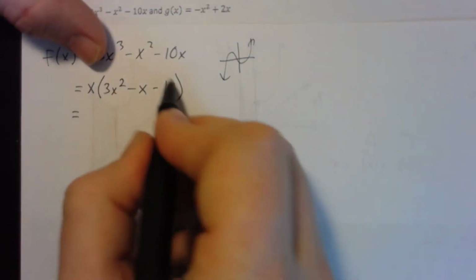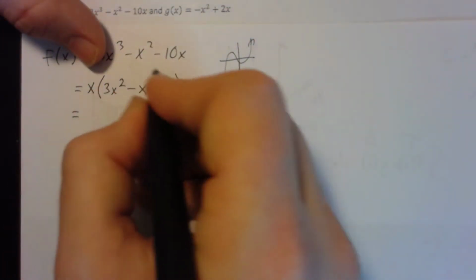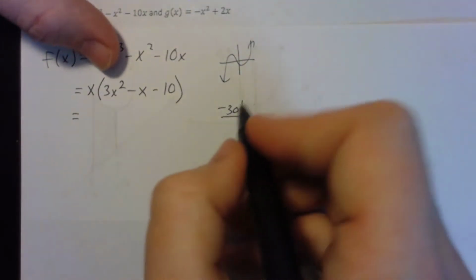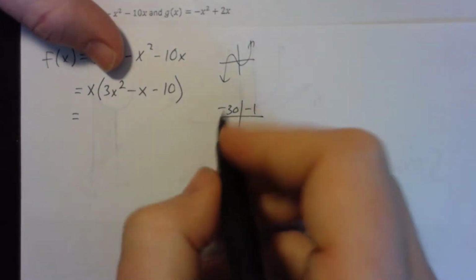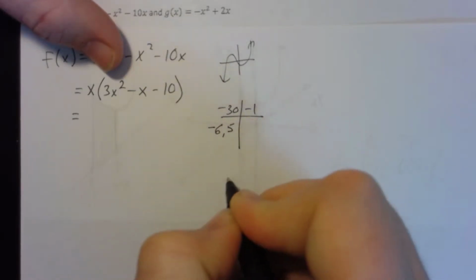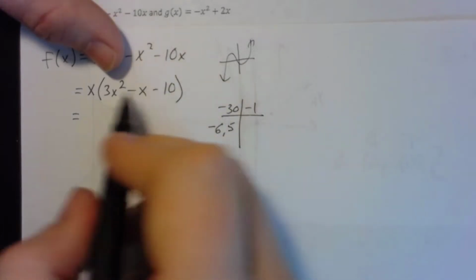So if I attempt to factor this, remember that I'm going to do 3 times the negative 10, giving me negative 30. I need two numbers that multiply to get me negative 30, but add to get me negative 1. You'll recall that those two numbers are negative 5 and positive 6. So that means those are the two numbers that this thing should factor into.